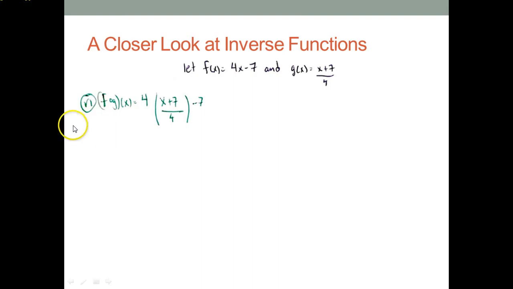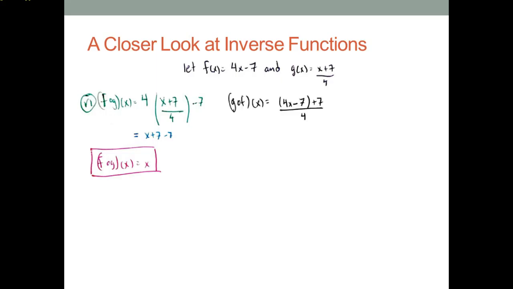I have these two 4's, so those two 4's do cancel, and that leaves me with x plus 7 minus 7, and 7 minus 7, of course, is 0, leaving me with a single solitary x. So f∘g of x is equal to x. F composed with g of x is x. To make sure that g is the inverse of f, the opposite must also be true.